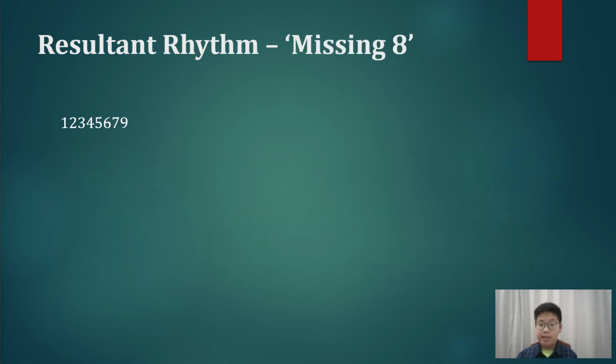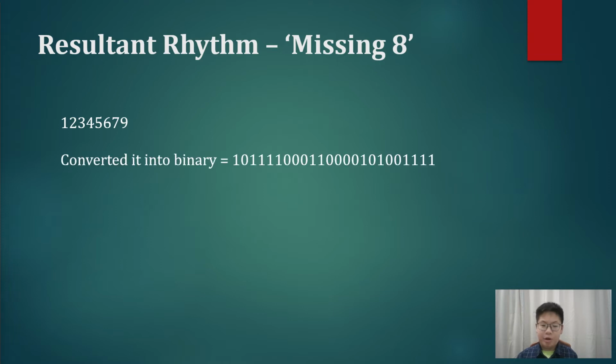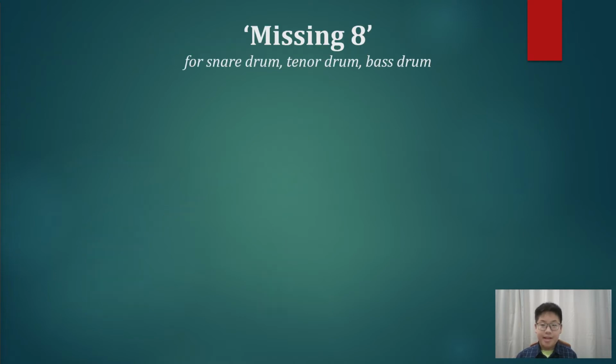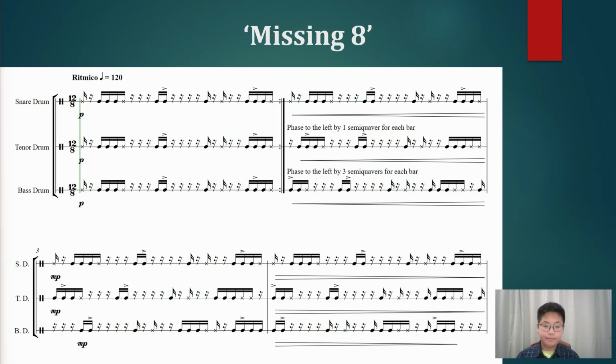For my composition, I used the numbers 1, 2, 3, 4, 5, 6, 7, 8, 9, then converted them into binary to obtain this string of 1s and 0s. A 1 is converted into a semiquaver and a 0 to a semiquaver rest. Let us listen to Missing 8.